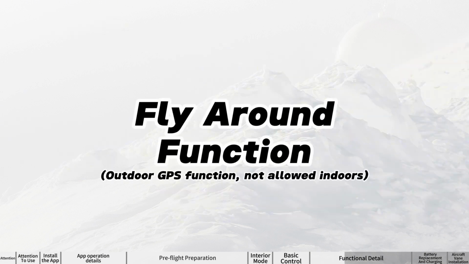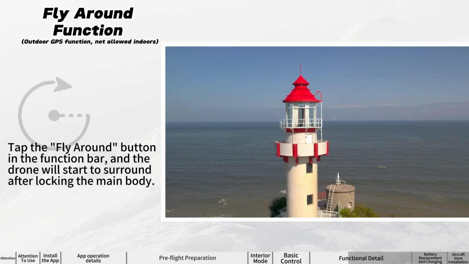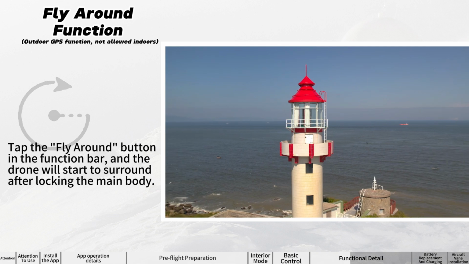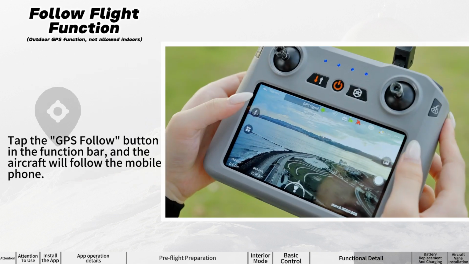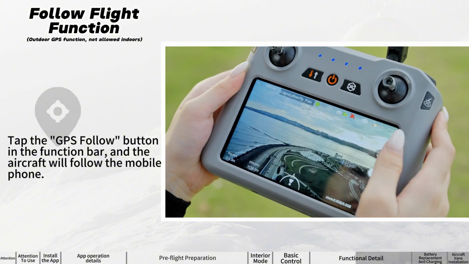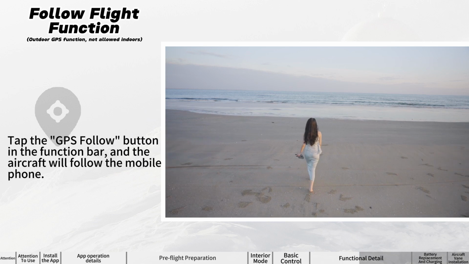Fly around function. Tap the fly around button in the function bar, and the drone will start to surround after locking the main body. Follow flight function. Tap the GPS follow button in the function bar, and the aircraft will follow the mobile phone.